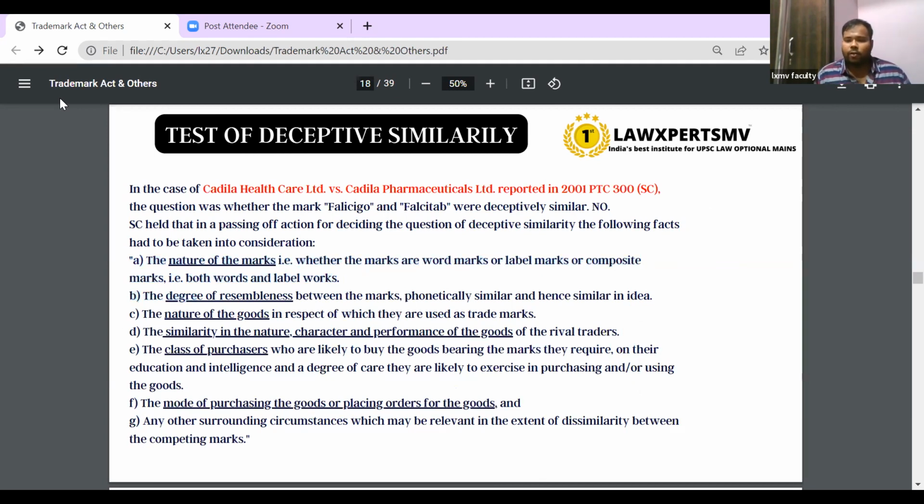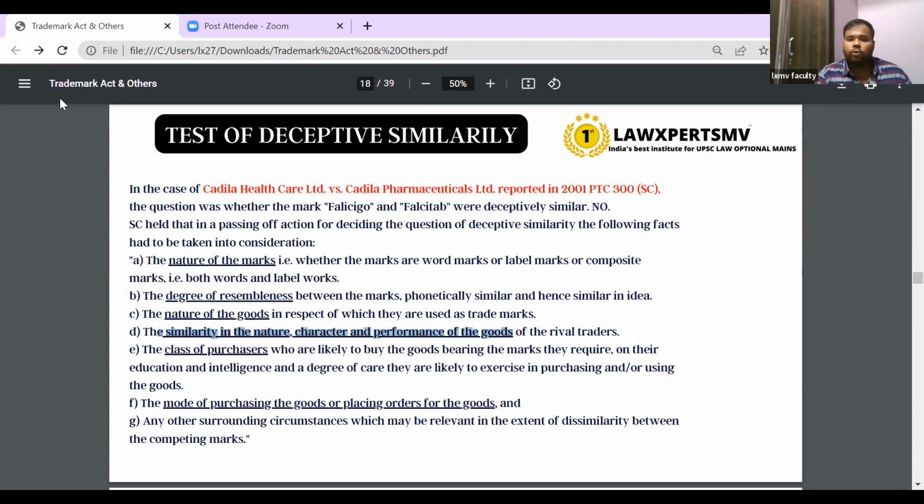So whether a particular good is deceptively similar or not, we have to understand it by going through these guidelines of the Supreme Court. So we have to first see the nature of the mark, like what is the kind of goods in which it was applied. And we have to see the degree of resemblance, how the sign or how the words are being used in this particular product. Nature of goods, whether it is used for a TV or whether it is used for a refrigerator. These things you have to understand. Similarity in the nature, character, or performance of goods, you have to see.